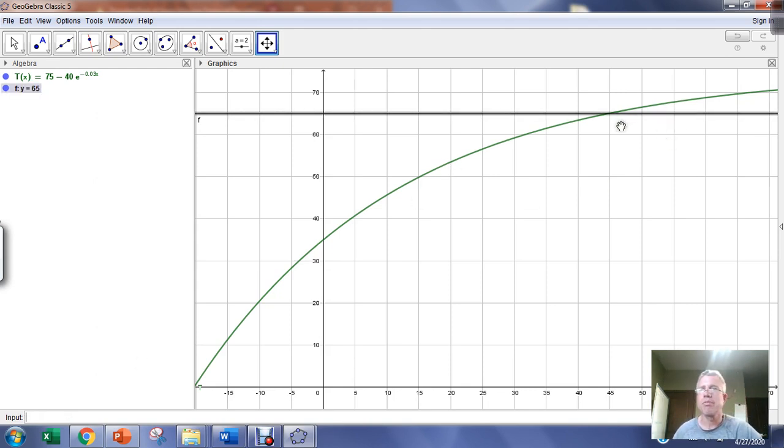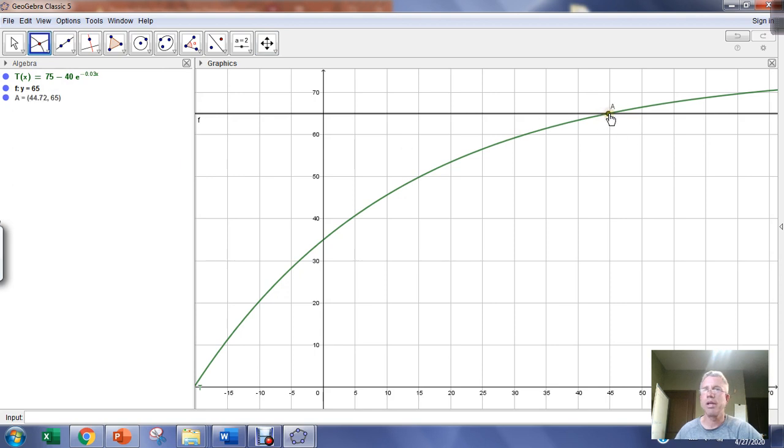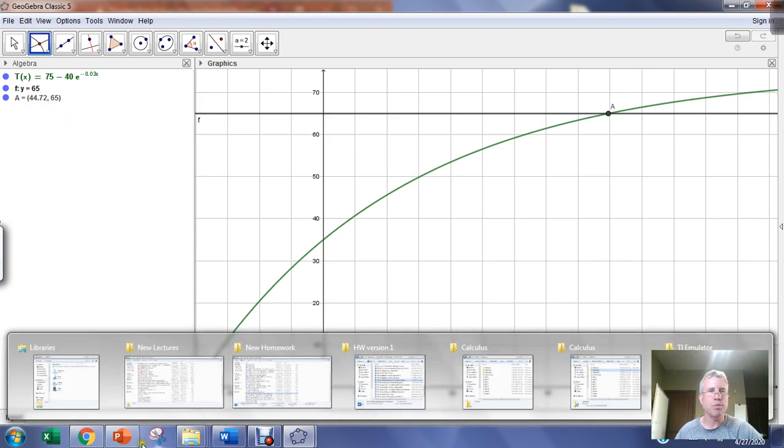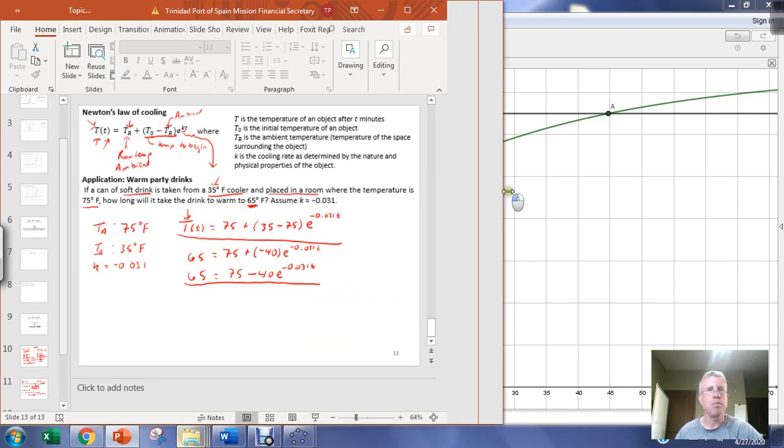And again, we want to find the intersection. Here's my temperature model. Here's the temperature line, 65 degrees. When the model gets to that line, my pop will be at the 65 degree mark. So I'm going to grab my intersect tool and mark that intersection, and then I can come over, this is the point A, I can come over to the algebra window, look at A, and this says, hey, 44.72, what's my model being measured in? It's being measured in minutes. We got a minute model.